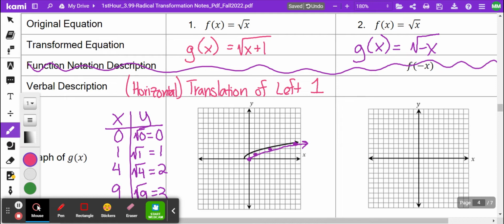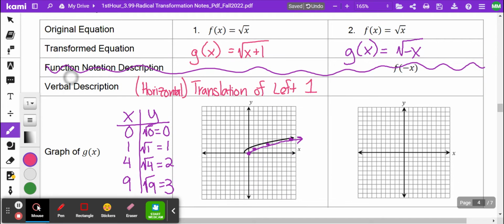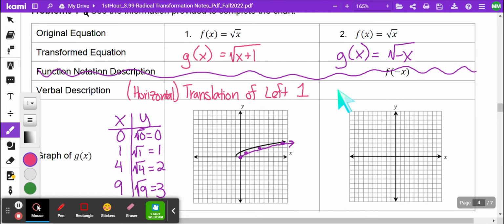Okay, for number 2, this one says that the original equation is square root of x. So it's the same as what we did in purple right here. We will always have the original equation as what I just did in purple. It says the transformed equation is g of x equals the square root of negative x. If you look at your table and you look for the place where there's a negative inside the square root, you'll see that that's a reflection, and it'll be across the y-axis.